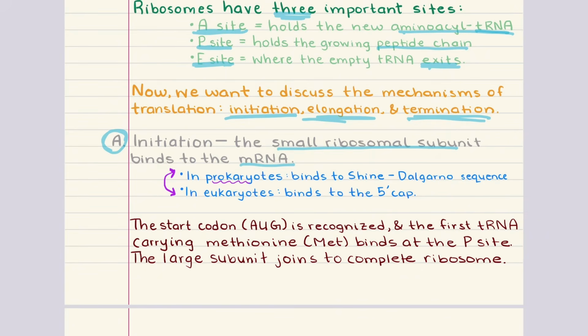In prokaryotes, this small subunit is going to bind to a specific sequence on the messenger RNA that's called the Shine-Dalgarno sequence. This is a ribosome binding site that's located just upstream of the start codon, and it's going to help position the ribosome correctly on the messenger RNA. In eukaryotes, the small subunit is going to bind to the 5' cap of the messenger RNA. And from there, it can scan along the messenger RNA until it finds the start codon, which is always AUG.